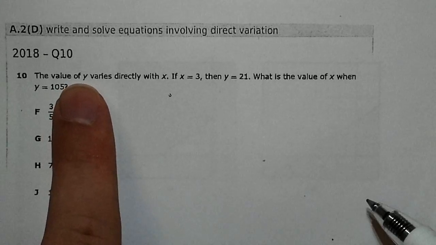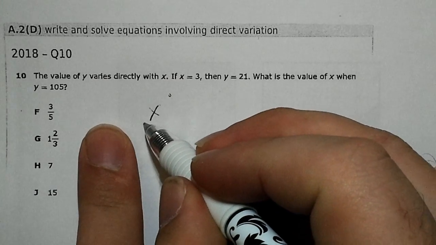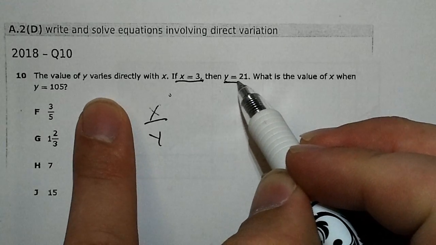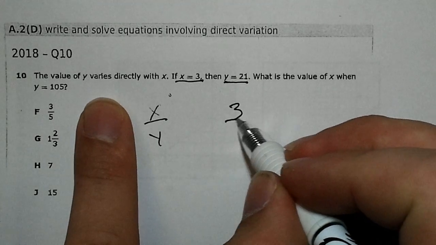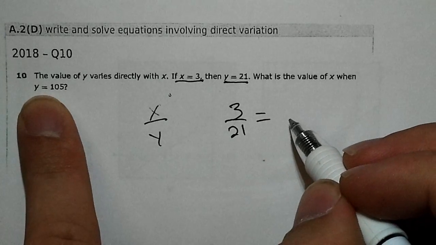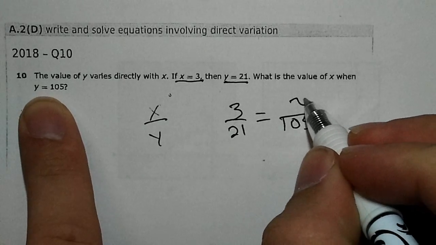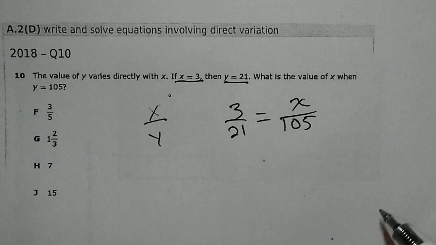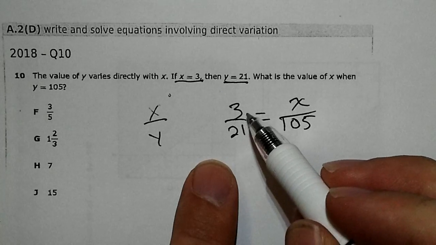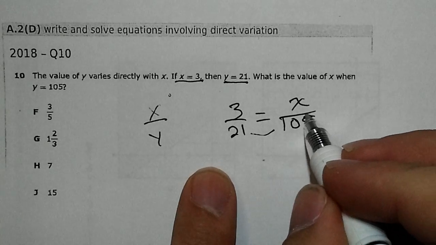It says the value of y varies directly with x. So, as x changes, something happens to y. If x is equal to 3 when y is 21, so 3 to 21, what is the value of x when y is 105? This one is just a simple proportion. You can ask yourself what times 21 gives you 105, or you can cross multiply and divide. I'm going to use the cross multiply and divide, the butterfly method.